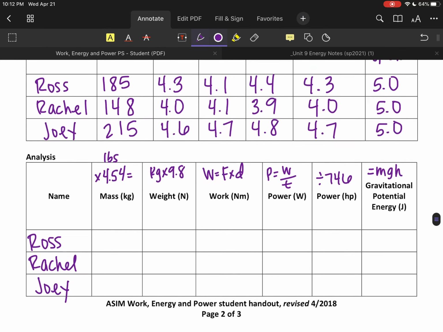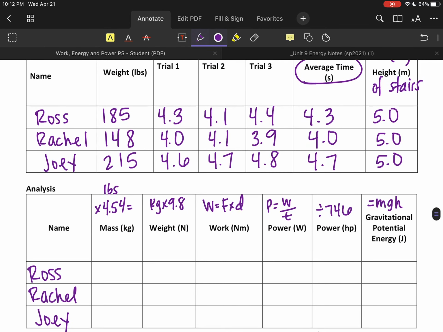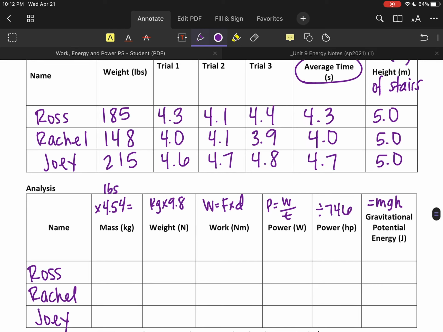Okay, so let's look down here. There we go. And we're just going to start. I'm going to go through Ross here, and then I'm going to let you calculate Rachel and Joey. So if you want to pause after each calculation and do them, that's fine. If you want to wait until the end and do it and just rewatch the video, that's fine. However you want to complete your calculations. I'm just going to do Ross as an example.